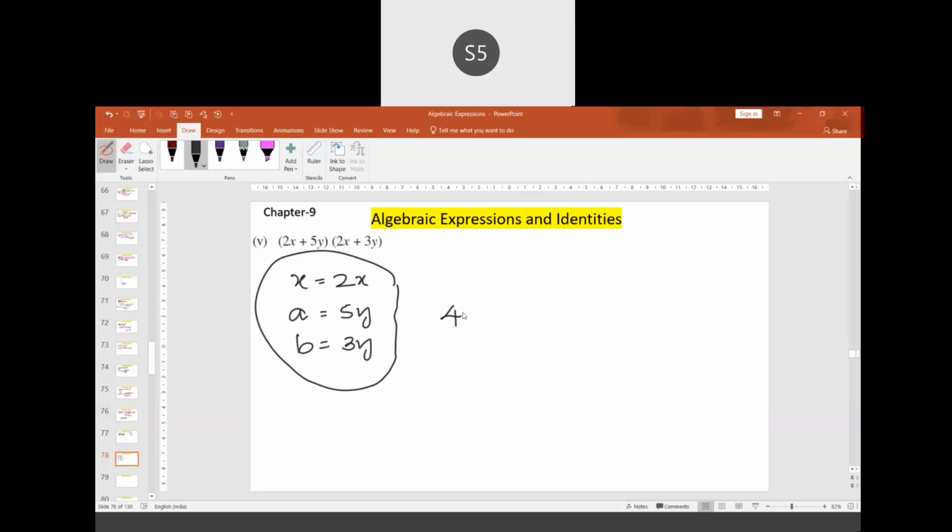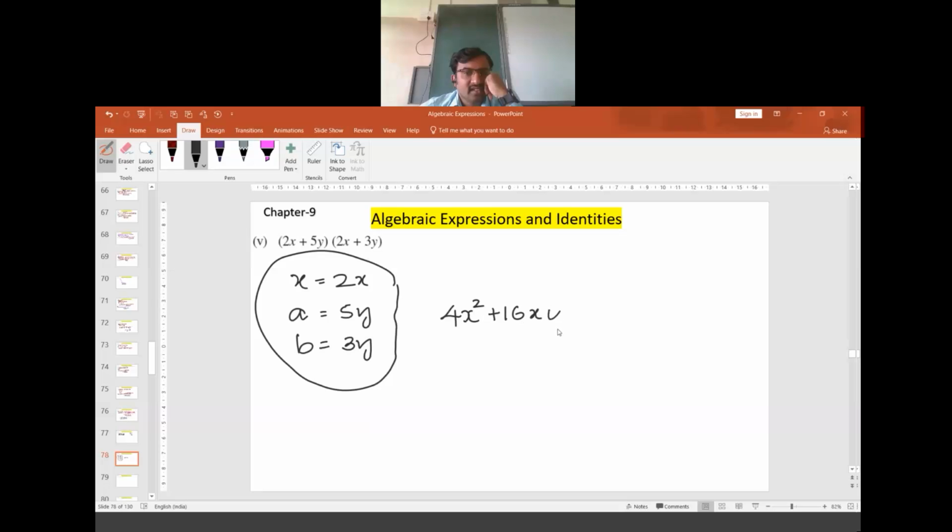Solve, check your answer. It has to be 4x square plus 16xy plus 15y square. This is the answer you must get.